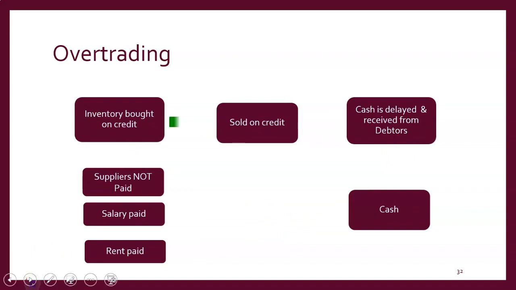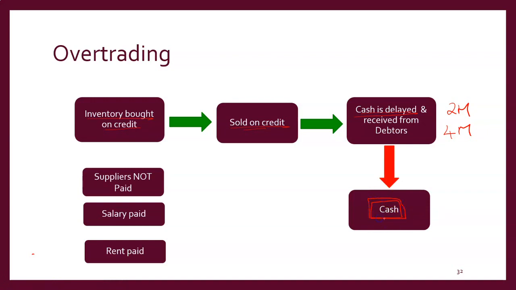For example, the company might again buy goods on credit and sell goods on credit. But this time, the cash is delayed a lot by the debtor. If we give them a 2 months credit period, they take something like 4 months credit period and pay in a much more delayed manner. So what happens because of this? The cash is received in a very, very delayed manner. Rather than receiving in 2 months time, the company might receive in 4 months time from the credit customers.